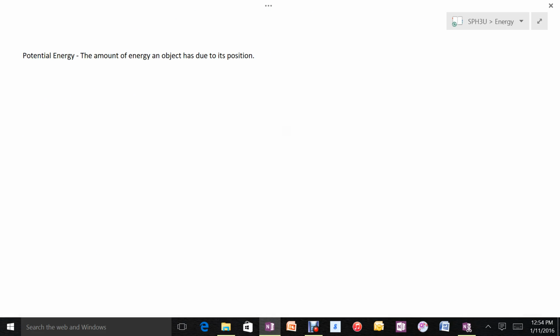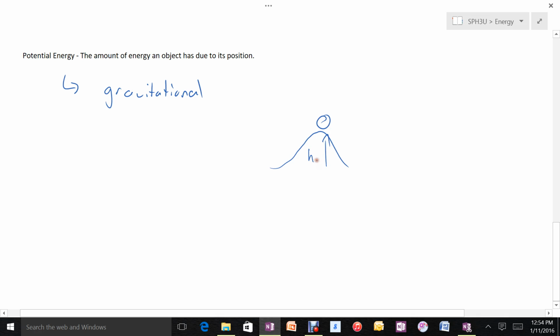Alternatively, potential energy is when an object is in a position where there's a force that wants to do work on it, and as a result, it could get energy that way. The most obvious form of potential energy that we're going to talk about in this unit is gravitational potential energy. And gravitational potential energy happens when, say, a ball is sitting on top of a hill. Because it's raised up this height, h, the ball wants to roll down the hill. And if the ball is allowed to roll down the hill, then work will be done on it, and at the bottom it will have energy.